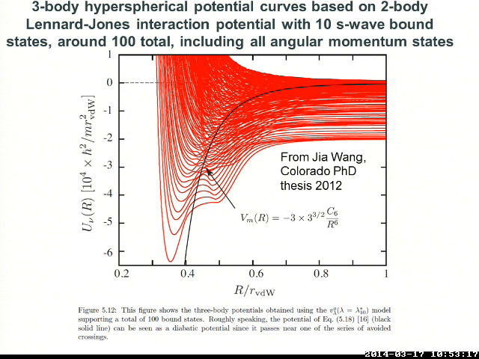You can see all of these are going to two-body fragmentation thresholds, and the Efimov physics is occurring in a tiny energy range near threshold that you can't really even see on this scale. But Jia Wang was able to improve the technology of solving for the three-body recombination rates, and now we can do problems of this complexity.